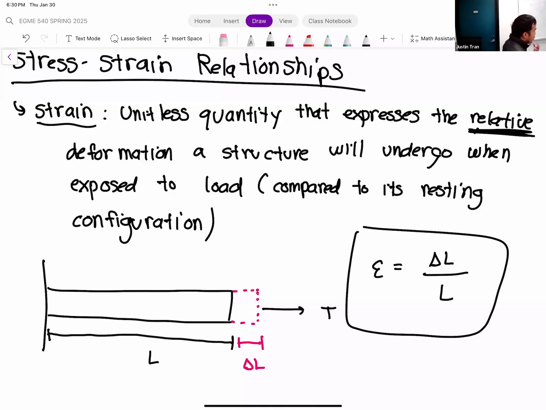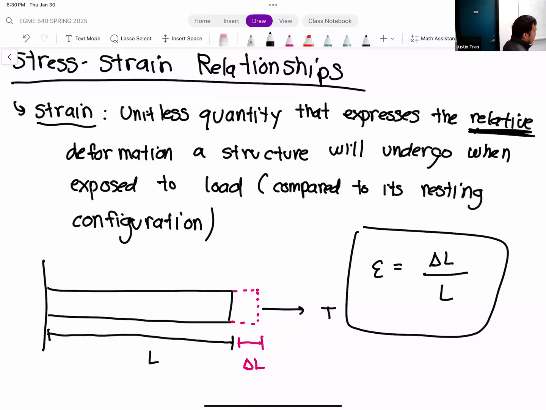Now in two dimensions, three dimensions, the definition becomes a lot more complex. In fact, strain has all of the same components as stress. And so there are normal strains and shear strains as well. There's also equivalent strain that you can view in analysis too. Okay. But that's generally the idea. So strain measures, relative to its original configuration, how much this part has deformed.